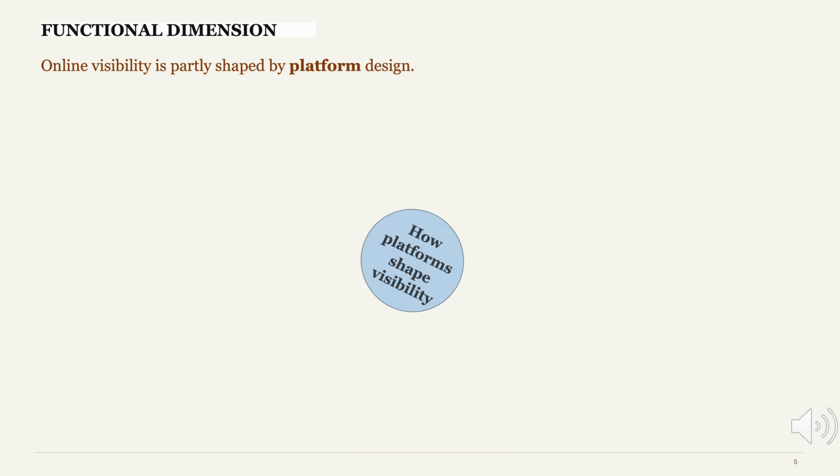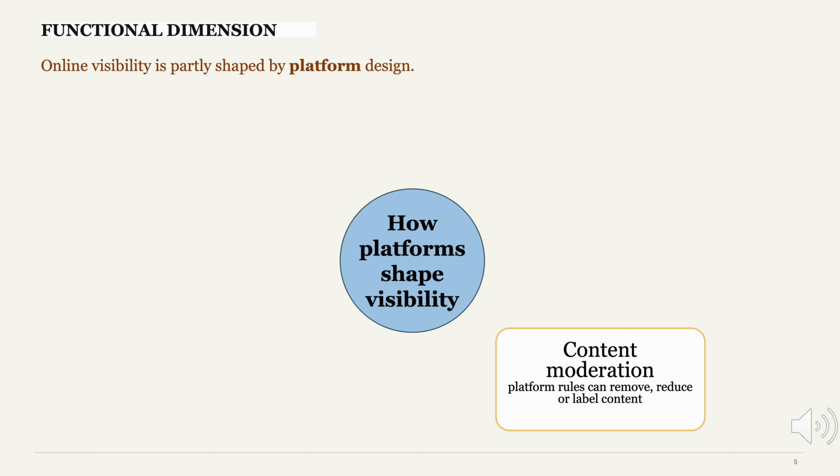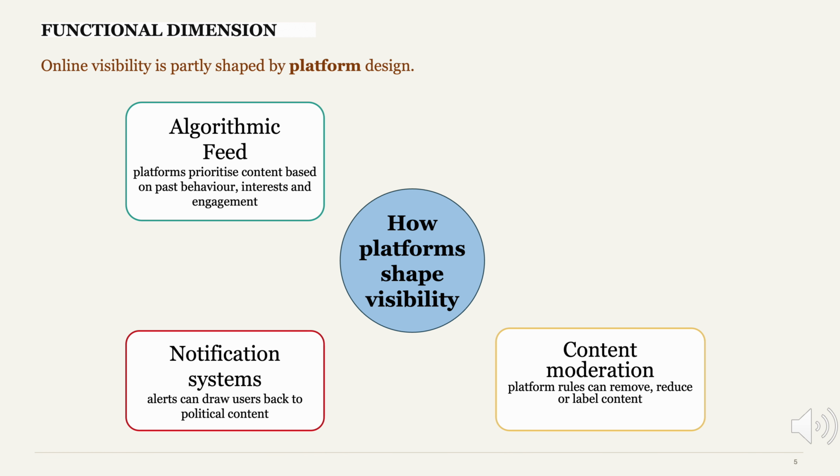Platform content becomes visible through a mix of platform design, algorithmic ranking, and user interaction. Content visibility is co-produced by platforms and users. Platforms play an active role in deciding what becomes visible, repeated, and recommended to users, and they do this through several mechanisms. First, the algorithmic feed prioritizes content based on previous behavior, interests, and engagement. In other words, what users watch, like, comment, or share can influence what they see next.